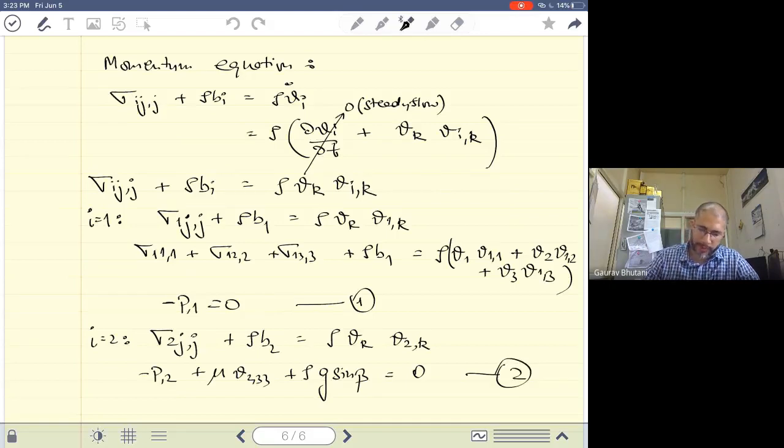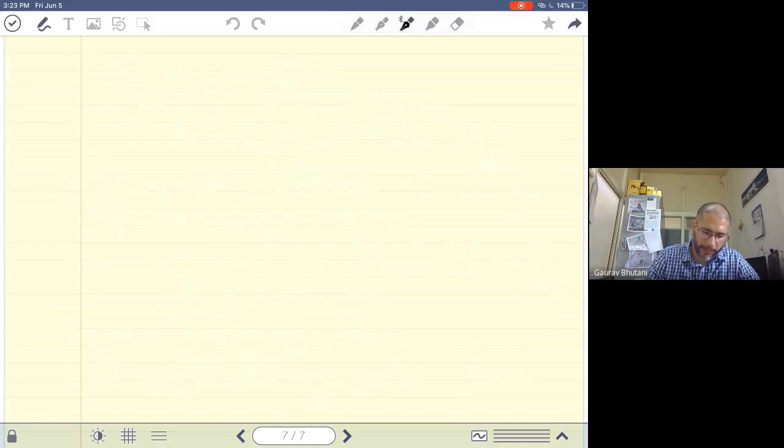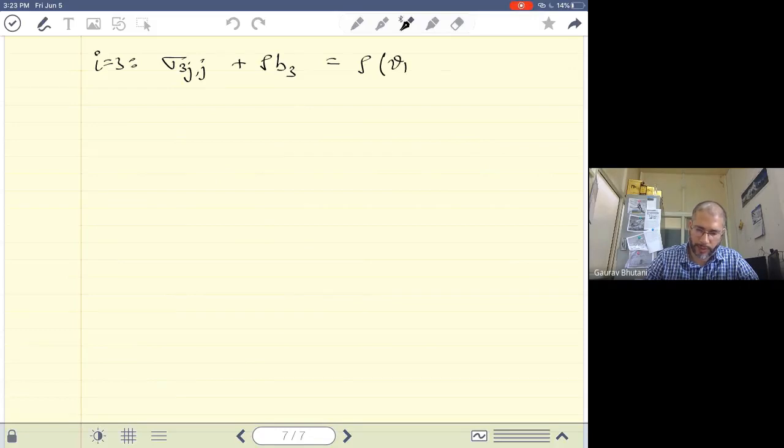Similarly, we apply this for i equal to 3 the same way. This becomes sigma 3j comma j plus rho b3 is equal to rho times vk times v3 comma k.